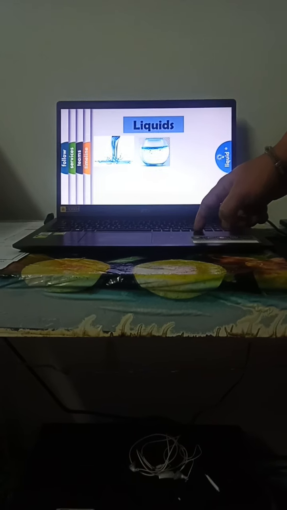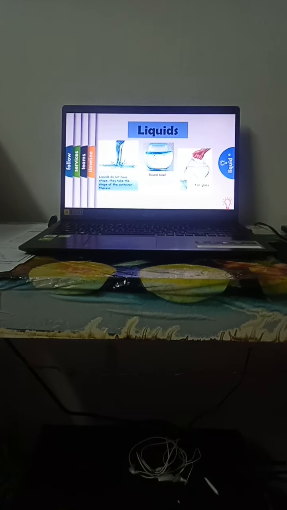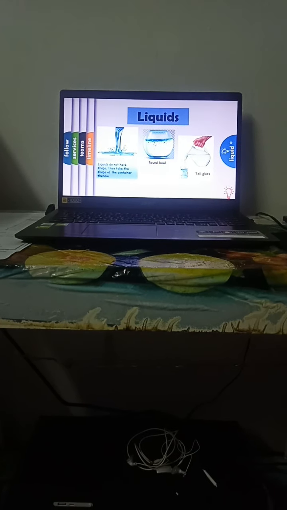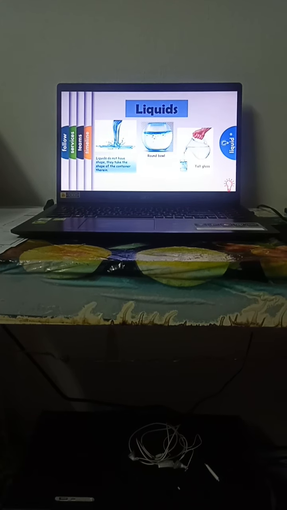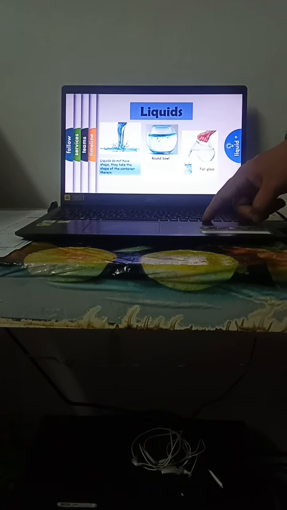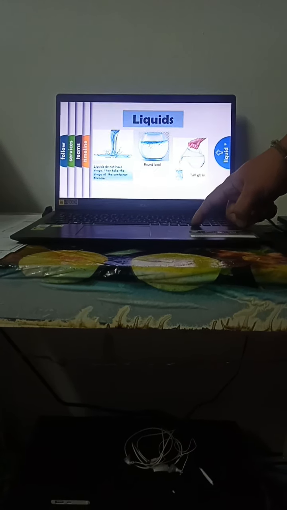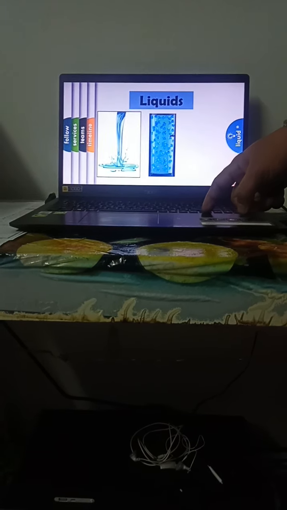Let's learn about liquids now. Liquids do not have shape. They take the shape of the container they're in. It can fill a round bowl, or it can fill a tall glass. Water is a liquid. Okay?